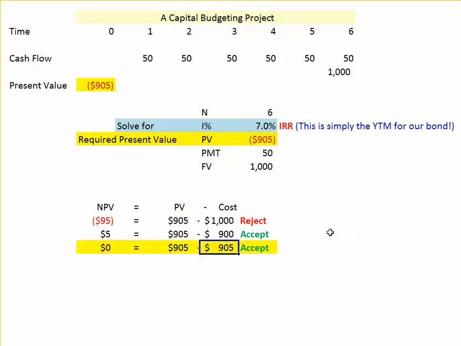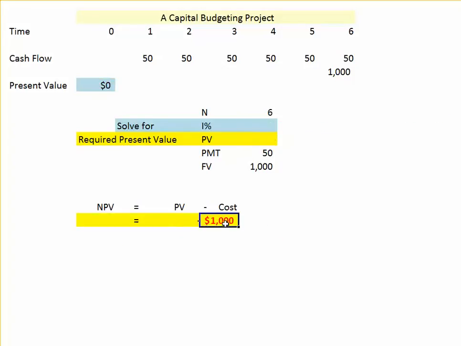On the other hand, let's go ahead and take a look at what the internal rate of return would be if the project cost $1,000. If our project cost $1,000 and we want to find the internal rate of return, we need to find the rate that makes our net present value equal to 0. And our net present value will be equal to 0 when the present value of our project is $1,000. So what interest rate will give us a $1,000 present value?